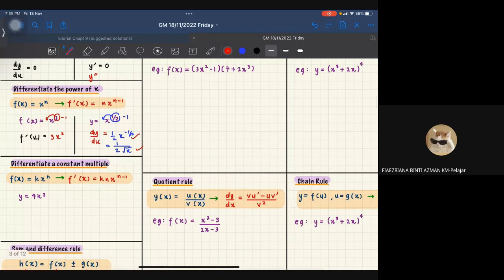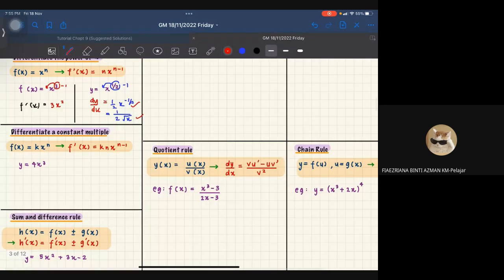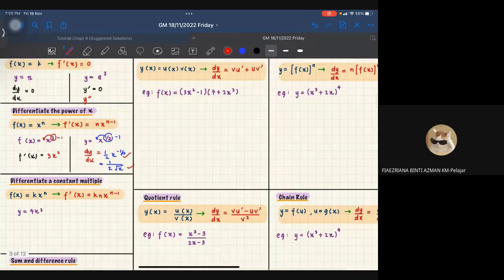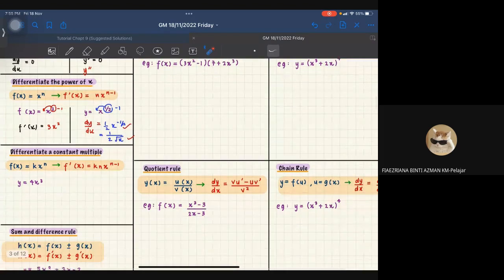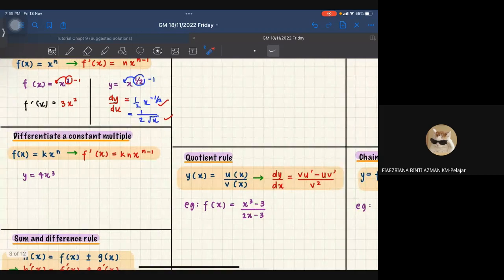Okay, so next one is a differentiate a constant multiple. So, apa maksud differentiate a constant multiple? Okay, so dia sekarang adalah a combination antara yang constant ni dengan power of x yang saya ada tadi. Okay, so let's take a look at this example that I have. So, saya ada y equals to 4x cubed. Okay, so macam mana kita nak differentiatekan dia? So, saya tulis dulu subject dy over dx.